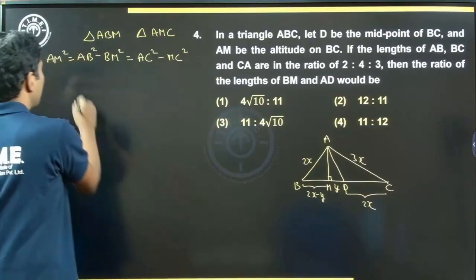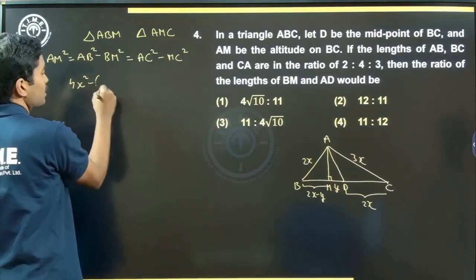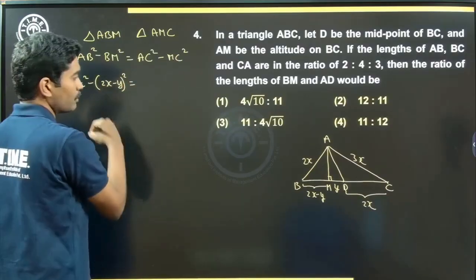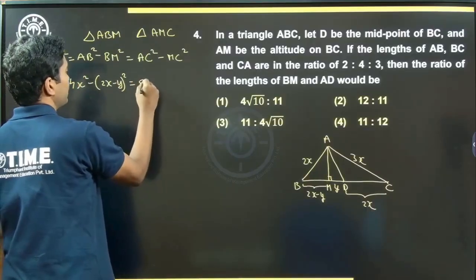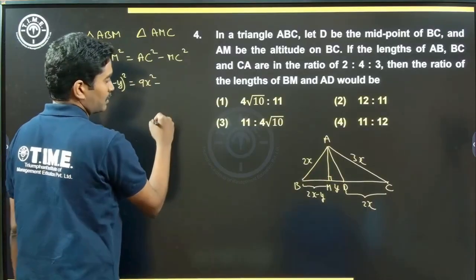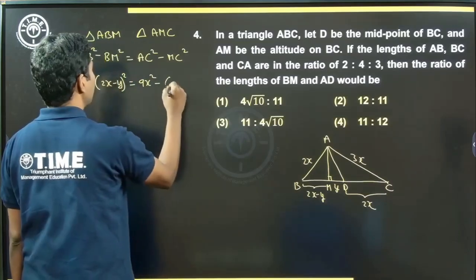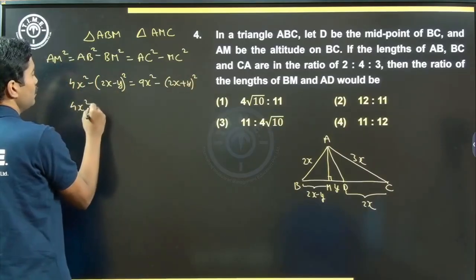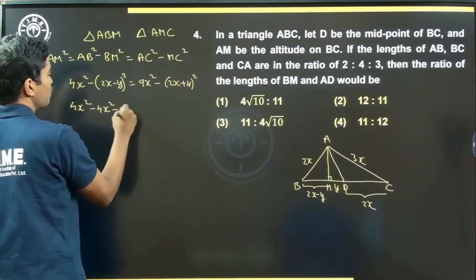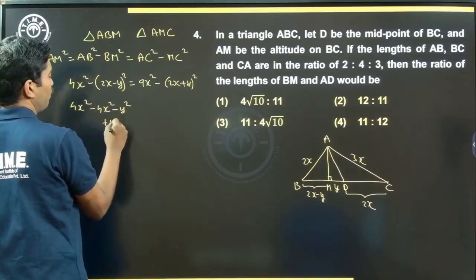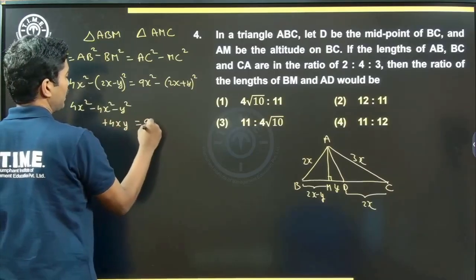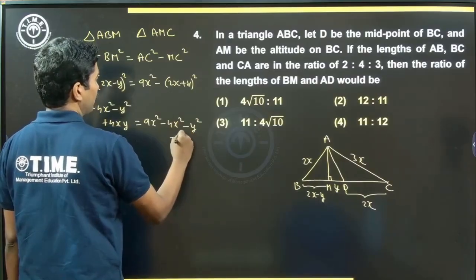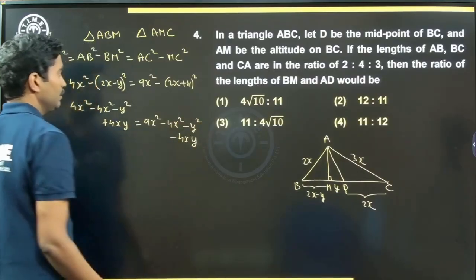Now, what is AB square? 4x square minus what is BM? 2x minus y whole square is equal to AC square, 3x whole square, 9x square minus MC square. What is MC? y plus 2x. 2x plus y whole square. So, 4x square minus (4x square minus y square minus 4xy) is equal to 9x square minus (4x square minus y square plus 4xy), right?